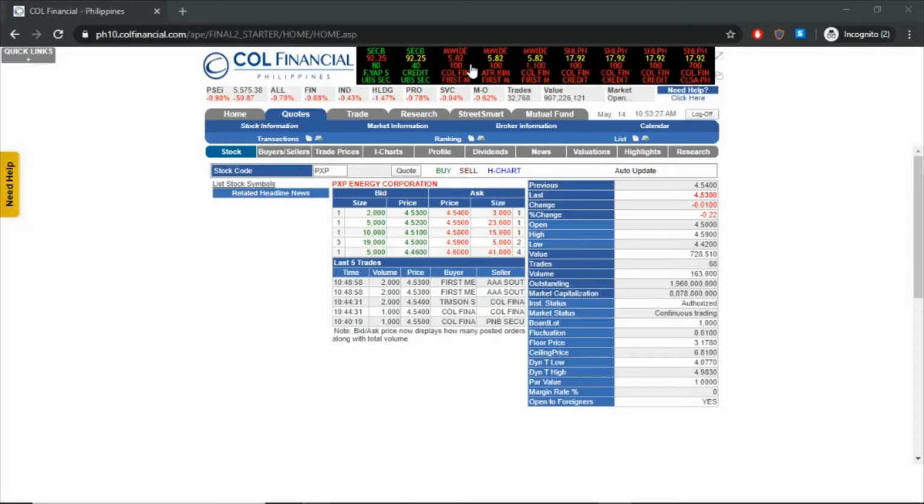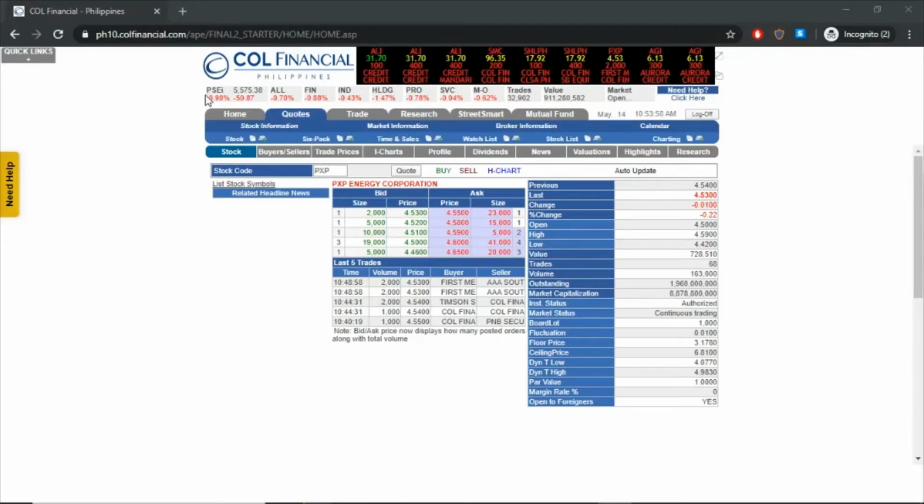The good thing about Call, they are providing free seminars for beginners, and that's my advice to those who are interested in learning more about the stock market. Look for free seminars that will be giving you some tips and advice on how to initially invest in the stock market. In this section, we have the ticker, and you would see that it shows some of the stocks that are in the stock market.